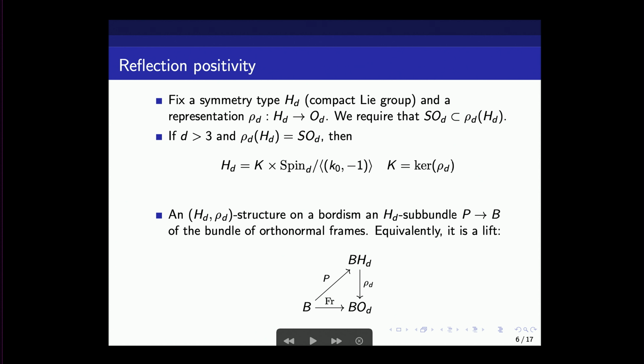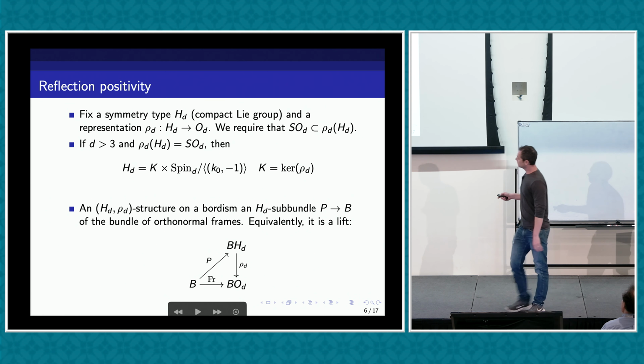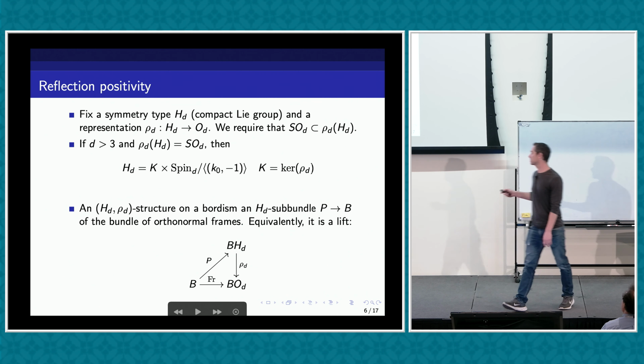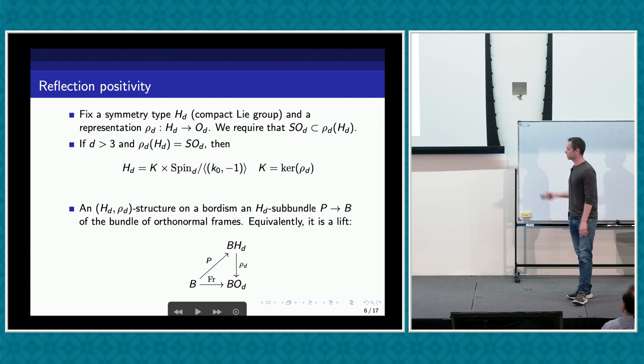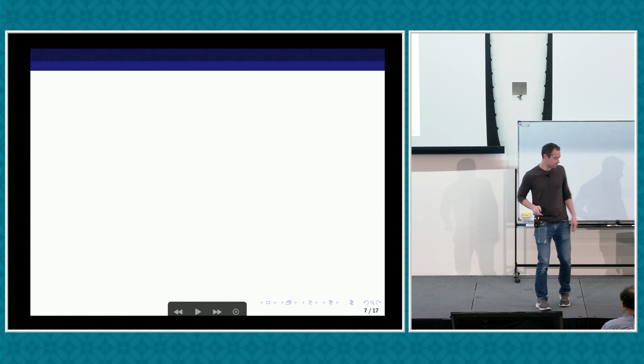And then they define what an H_D structure on their bordisms is. It's just a reduction of the structure group of the frame bundle to H_D. So you have an H_D subbundle, or equivalently, you can think of it as a lift. B is going to be your bordism. You have the classifying map of the frame bundle, and if you lift this against the representation here, and this diagram commutes up to a homotopy, such a lift and a homotopy is what the reduction of the structure group is. Okay, so that's the type of structure they have on their bordisms.